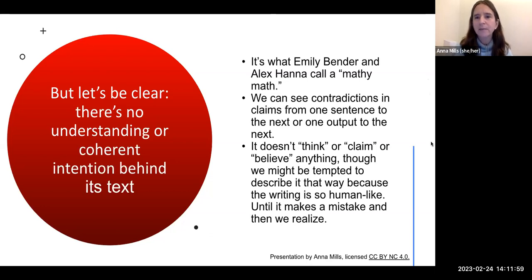I like the phrase that Emily Bender and Alex Hanna use. They call it a mathy math. It might contradict itself from one sentence to the next. It might make one claim one time and the opposite the next time. It's not thinking or believing or claiming anything. It's not a coherent entity. It's just a set of predictions. But it can be tempting to think that it is understanding in a human-like way.